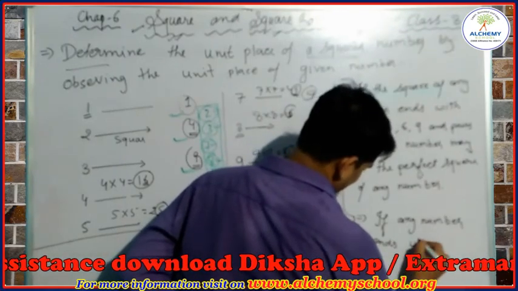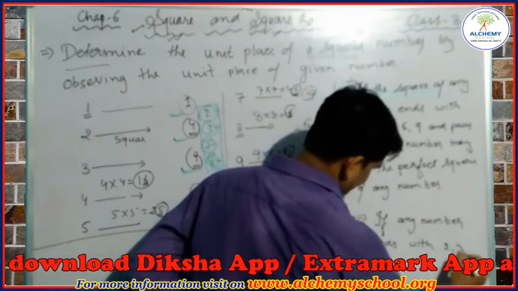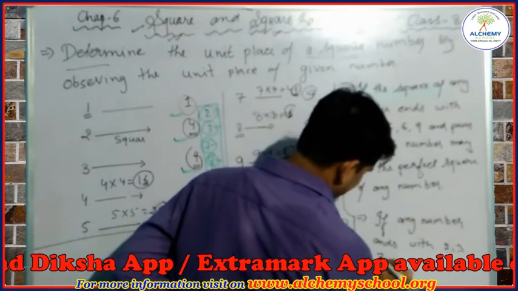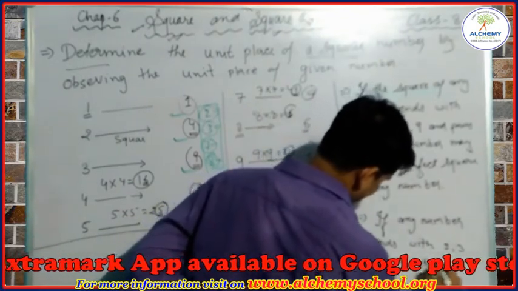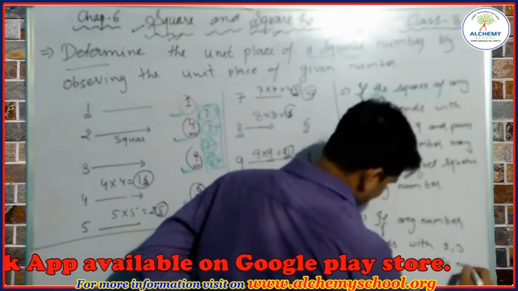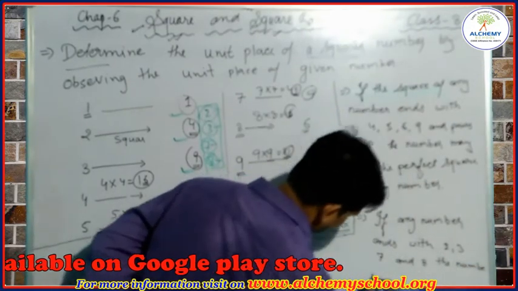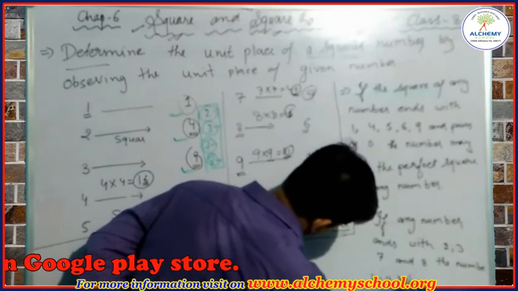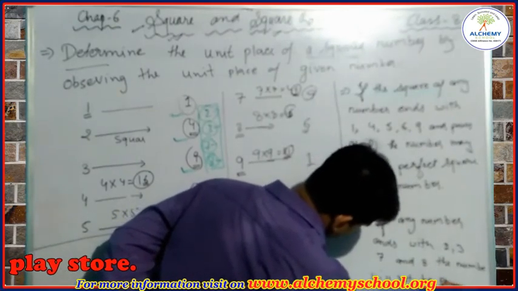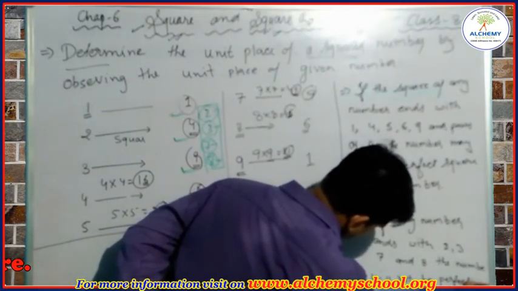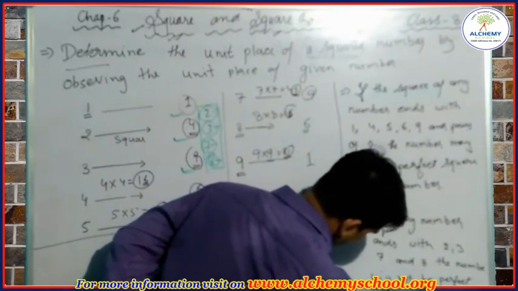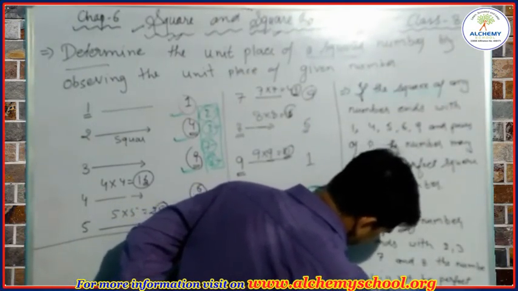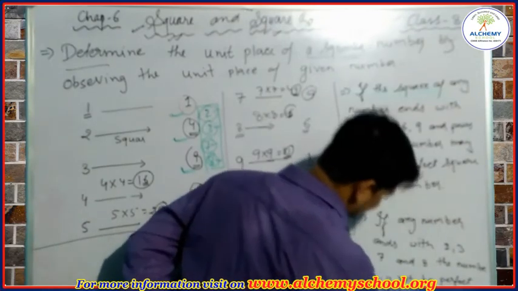The same thing we can write here, if any number ends with 2, 3, 7 and 8, the number will not be a perfect square of any number. It is very important to understand.